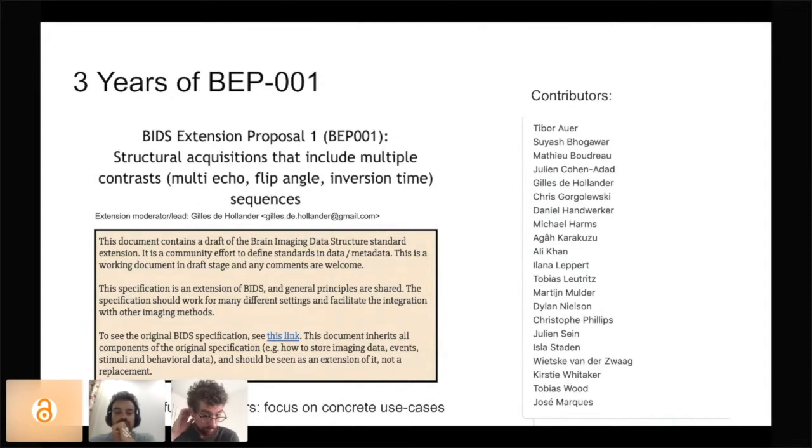MPM, so multi-parameter mapping, is another example of a protocol that's used a lot. Focus on that. Focus more on that than maybe every individual detail. It doesn't have to be a complete philosophical, coherent whole, I think. It should be applicable.